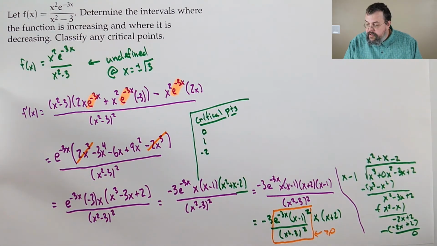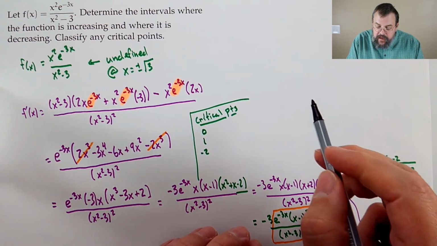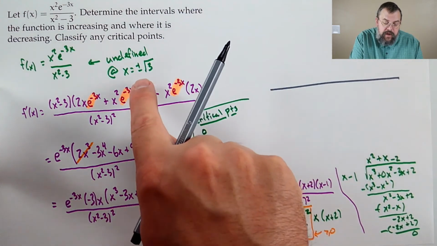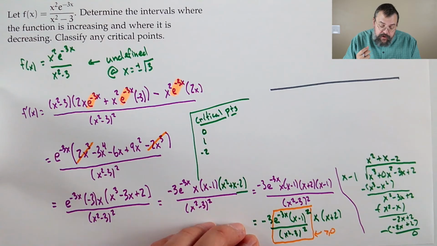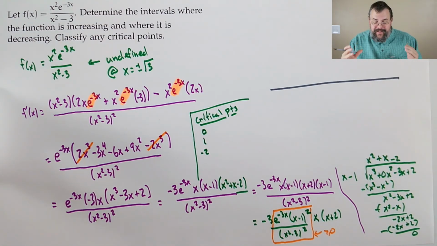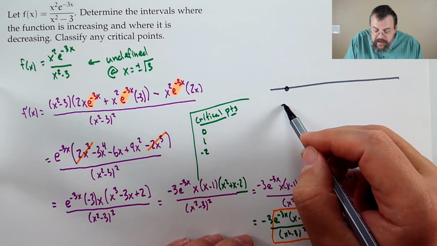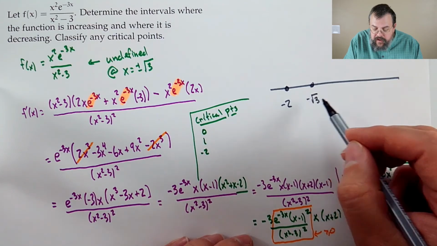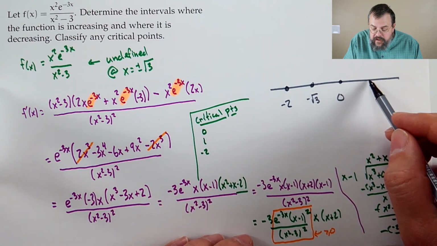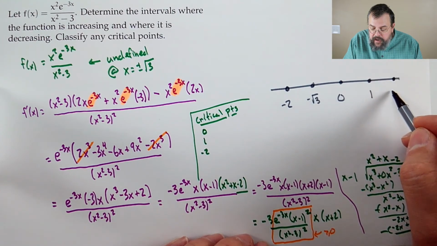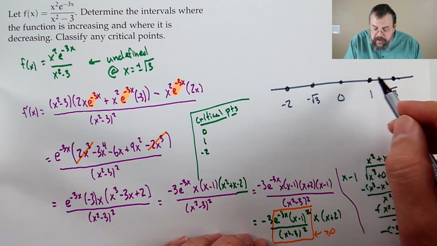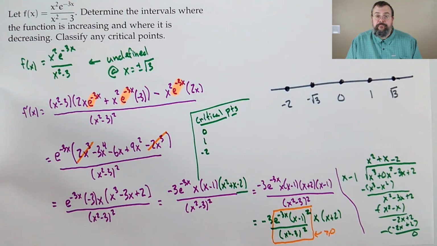Okay, so now we're ready to talk about our intervals. We do have the critical points, but we also need to keep track of plus and minus root 3. So it's important to know where root 3 falls. It's between 1 and 2. So our critical points are at negative 2, and then we also need to pay attention to what happens at negative root 3, at 0, at 1, and at positive root 3. And so those are the places for us to understand our function. In other words, between these points, our function will have either a consistent increasing or decreasing behavior. So let's go into it piece by piece.